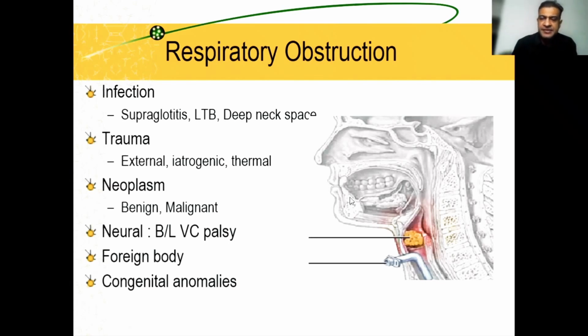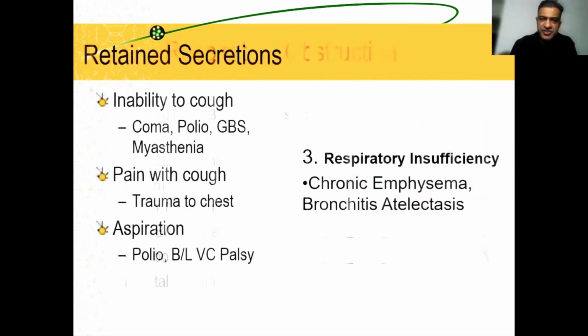Besides, there can be malignancy or neoplastic masses above the level of the trachea, which do not allow smooth intubation. In cases of bilateral vocal cord palsy, when the patient comes with severe stridor, we may require tracheostomy as one of the important early management steps. Foreign bodies in the midline again require tracheostomy, as do certain congenital anomalies. But infective, traumatic, neoplastic, neural, and others form the more important part of respiratory obstruction.